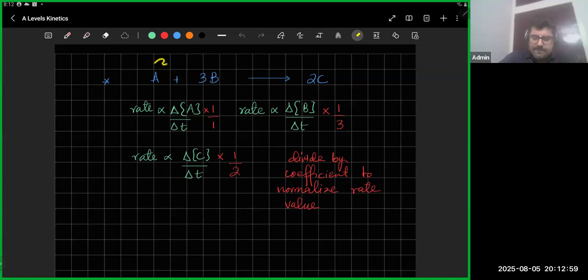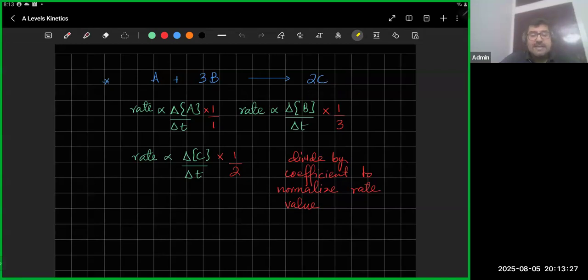So that it gets normalized, because otherwise it's going to come out to be 3 times more. If you're measuring rate with respect to the concentration of C, you're going to divide it by the coefficient 2, so that you normalize it. Otherwise, the rate with respect to C would be 2 times the rate with respect to A. Okay, if A is used up, then twice as many molecules of C are going to be produced. So the change over here is going to be a lot faster.